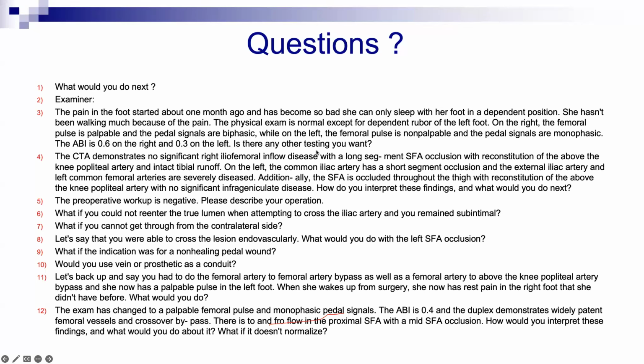Regarding this, if I have rest pain and tissue loss, we agreed about improving the inflow. What about the outflow? What will I do? Yes, you have to fix it. If you have tissue loss, then inflow is not enough. You have to fix the outflow. In this scenario, you're already open, and you can try endovascular. If it's a short occlusion, I can try endovascular. If we cannot cross it, or if it has a long occlusion, then FemPop bypass.